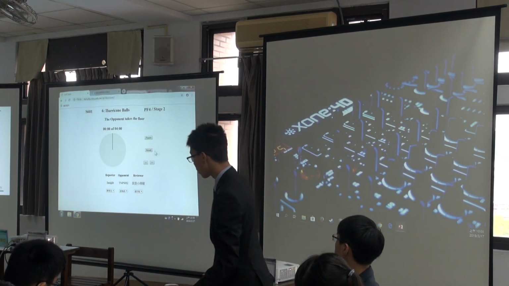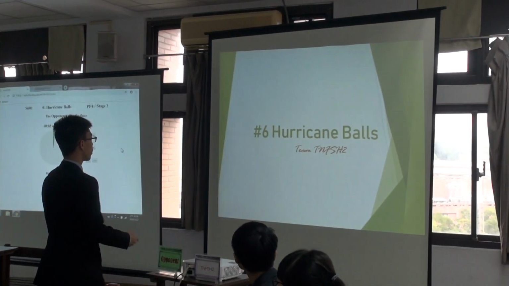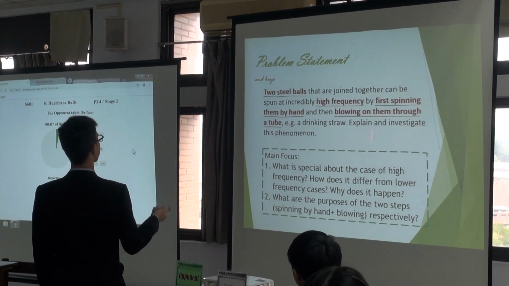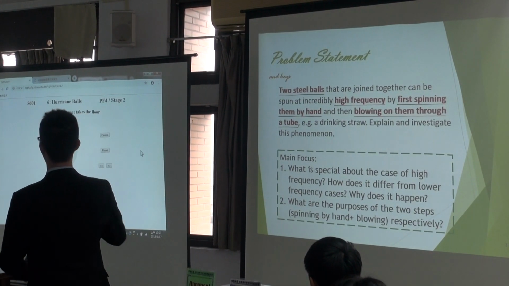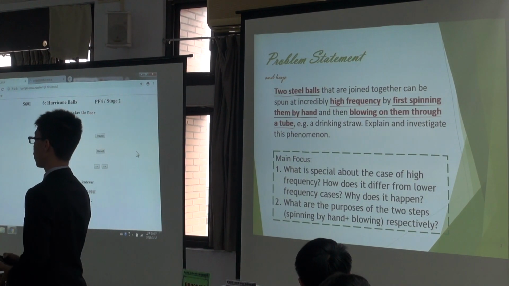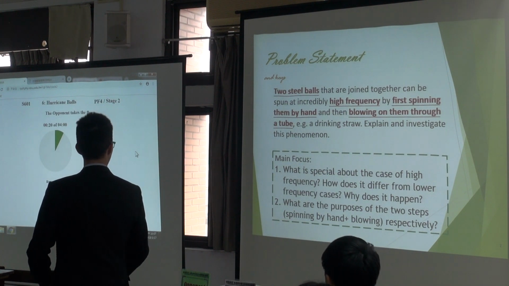Okay, go ahead. So on number 3, for the commentators, I'm going to give the opposing experimenting variable, and now I'm firstly going to take a view at the problem statement. So firstly, two steel balls that are joined together can be spun at an incredibly high frequency, by first spinning them by hand and blowing them through a tube, for example a drinking straw or whatever. Explain and investigate this phenomenon.